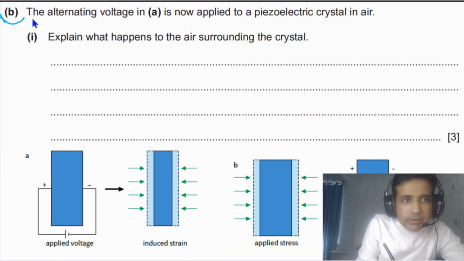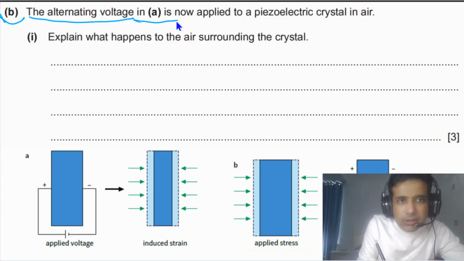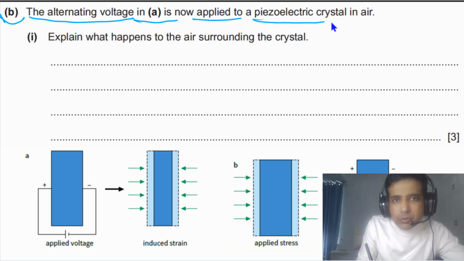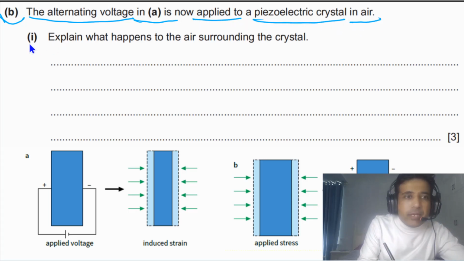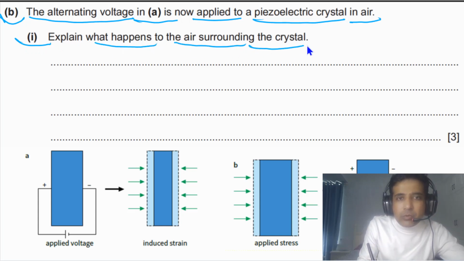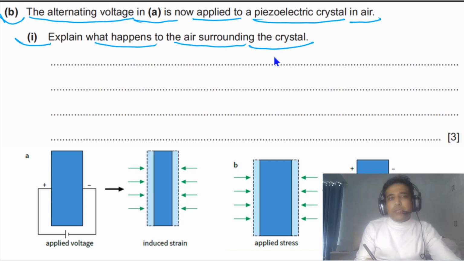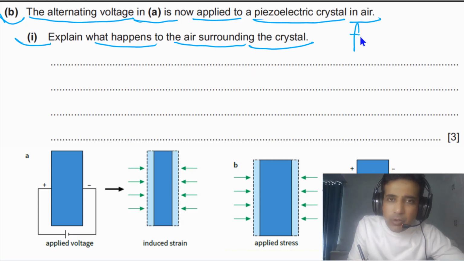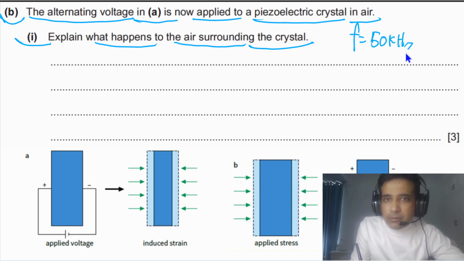For part B, it is given to us that the alternating voltage in A is now applied to a piezoelectric crystal in air. For part B1, we need to explain what happens to the air surrounding the crystal. But one thing we need to understand is that the frequency of the alternating voltage is 50 kilohertz. This frequency was given to us in part A, and this frequency is in the ultrasound range. So first of all, we can write down that this frequency is in the ultrasound range.